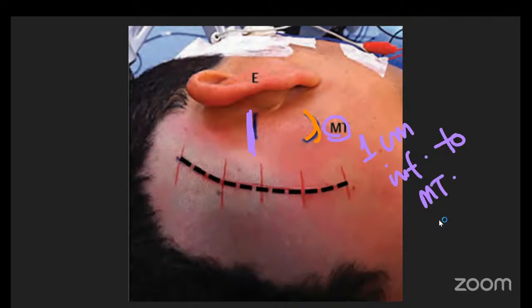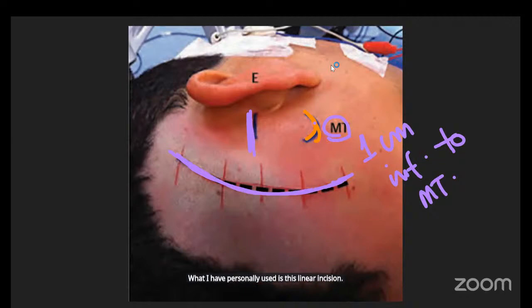So you start roughly around the curvature of the pinna, and then you go all the way, palpate the mastoid tip, and then go 1 centimeter inferior to it. Now there are multiple variations of this incision, and again, it would depend on institute to institute and surgeon to surgeon. What I have personally used is this linear incision, the curvilinear incision.